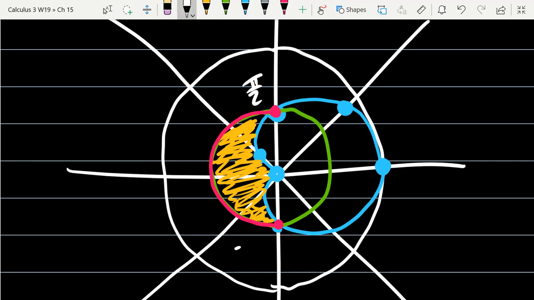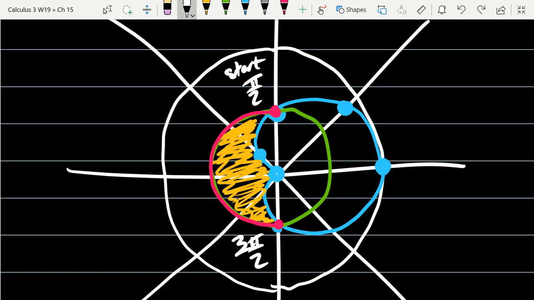What is wrong with going pi over 2 to negative pi over 2? What direction would I go to hit negative pi over 2? If I start at the top, I'd be going across the green path. You would pass by 0, and then hit negative pi over 2. That is not the part of the curve we want to use. We want to use the other part. So we're going to go pi over 2 to 3 pi over 2, and then we'll be going the correct way around the curve over there.